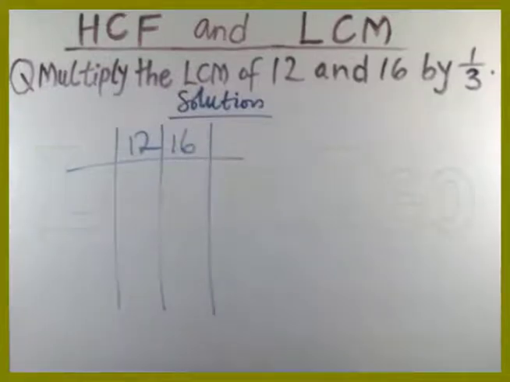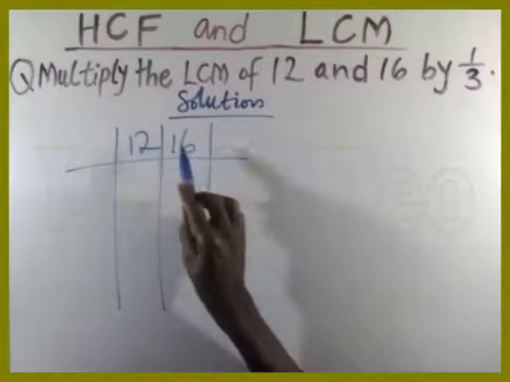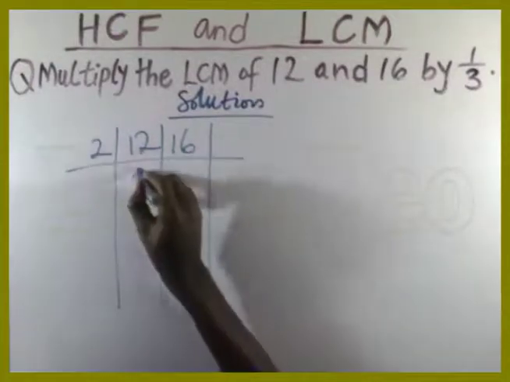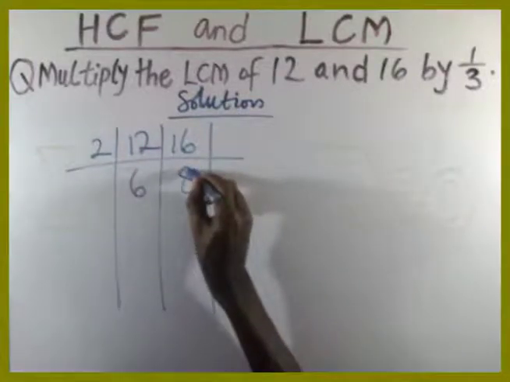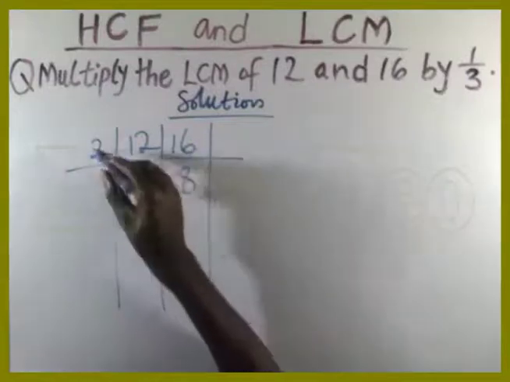We are going to use the first prime number that can divide either 12 or 16, or that can divide both of them. 2 can divide 12 6 times. It can divide 16 8 times. In other words, 12 divided by 2 is 6. 16 divided by 2, 8.